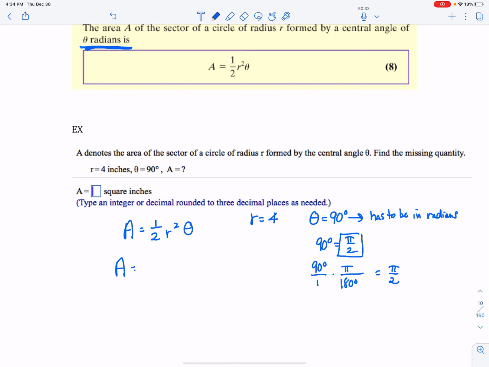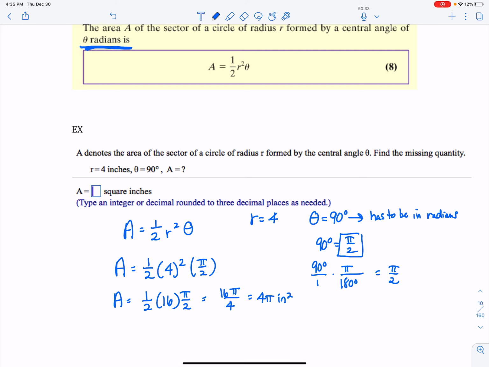So now I'm going to plug everything in. 1/2 times 4 squared, because that's what the radius is, and then the angle in radians is pi over 2. So this equals 1/2 times 16 times pi over 2. We could write this out as 16 pi over 4, and that'll allow us to reduce this to 4 pi. Now it should be in inches squared because I took the radius, which was in inches, and squared it. So 4 pi inches squared is the proper answer.